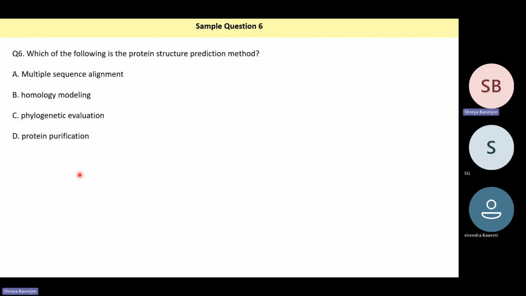The next question is asking, which of the following is the protein structure prediction method?